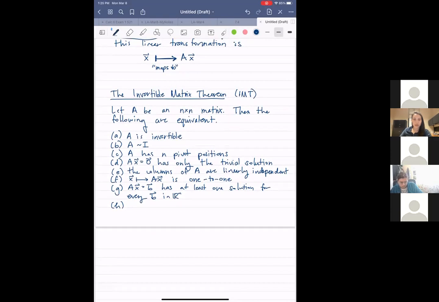Okay, so we have up to this. This is equivalent to saying that the columns of A span Rn, and that the linear transformation that sends x to A times x is onto as well as 1-to-1, right? Let's put this on the next page.